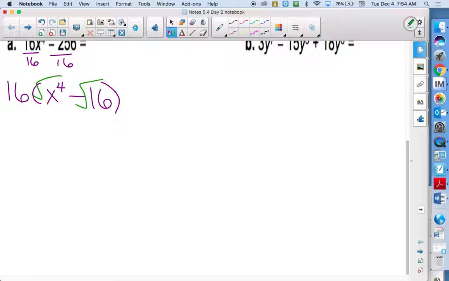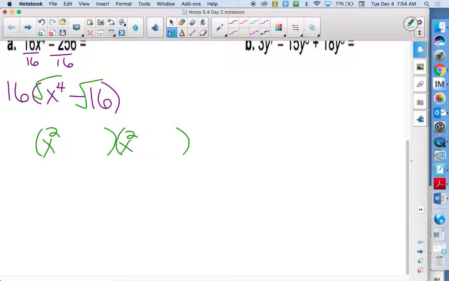So Holly, if we have x to the 4th, what times what makes x to the 4th? What two powers of x would we multiply together? X squared. So the square root of x to the 4th is x squared. So this is that pattern. It's a binomial. They're perfect squares. Even though it says x to the 4th, the square root of x to the 4th is x squared, because when I multiply x squared times x squared, we get x to the 4th.